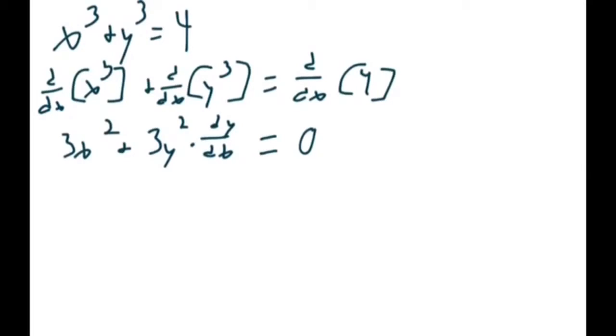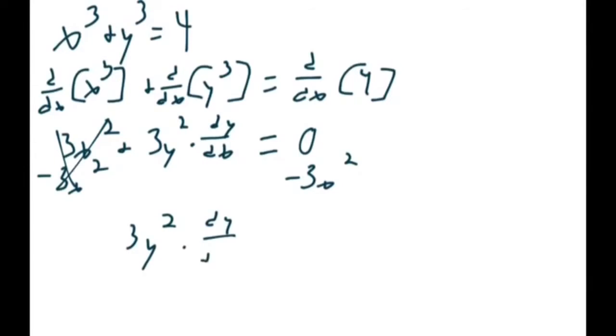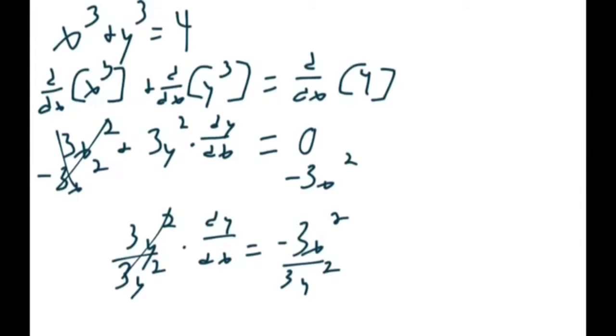Alright, and now what we're going to want to do is isolate dy over dx. So we're going to start by subtracting 3x squared from both sides, essentially moving it over. And we're going to have 3y squared times dy over dx equals negative 3x squared. Then we're going to divide over the 3y squared to finally get dy over dx by itself on one side. So divide this over. That cancels. Divide it over here.